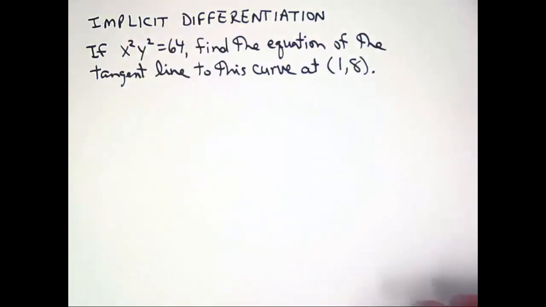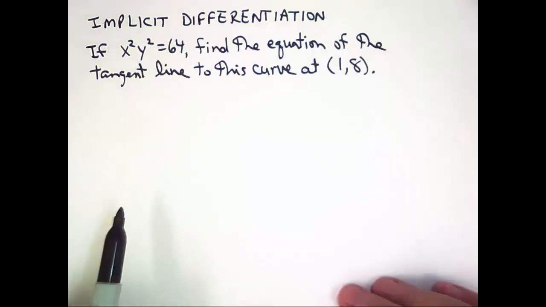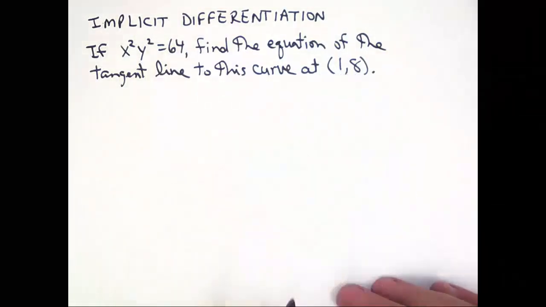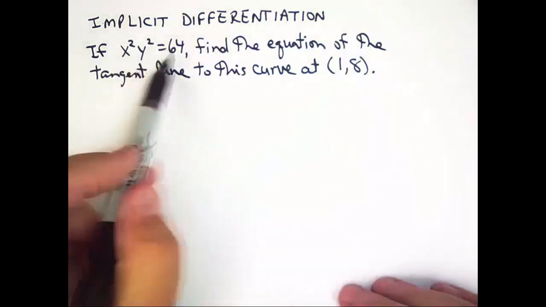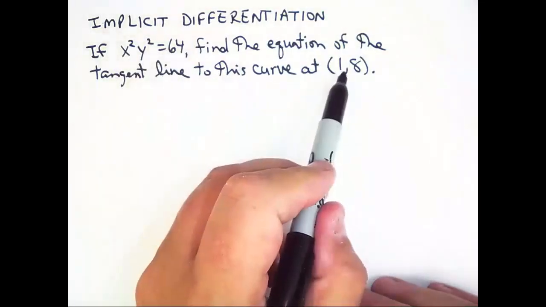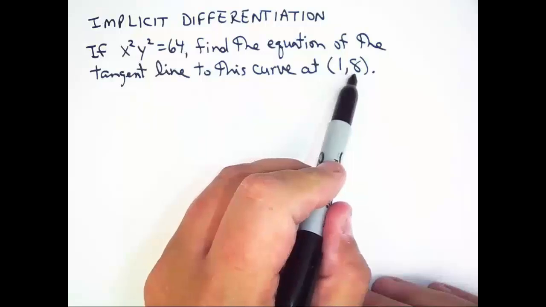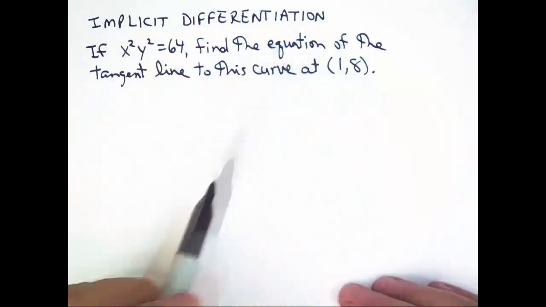Okay. This is sort of an application. It says if x squared y squared equals 64, find the equation of the tangent line to this curve at the point 1, 8. In other words, you've got a curve here, and there's a point of tangency at 1, 8, and you want to find the equation of the line.